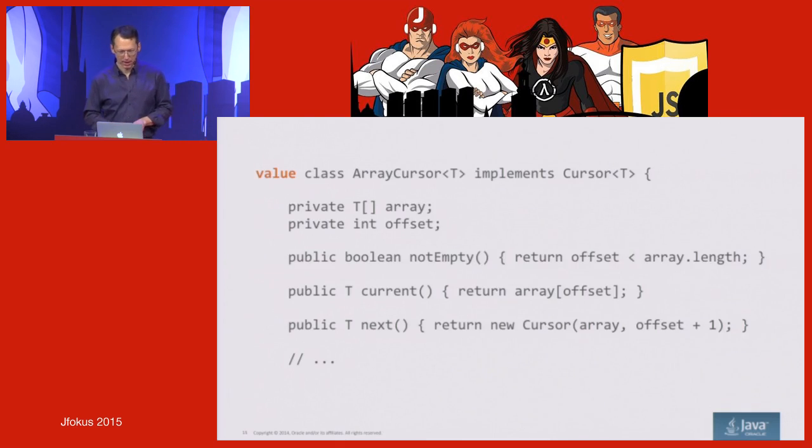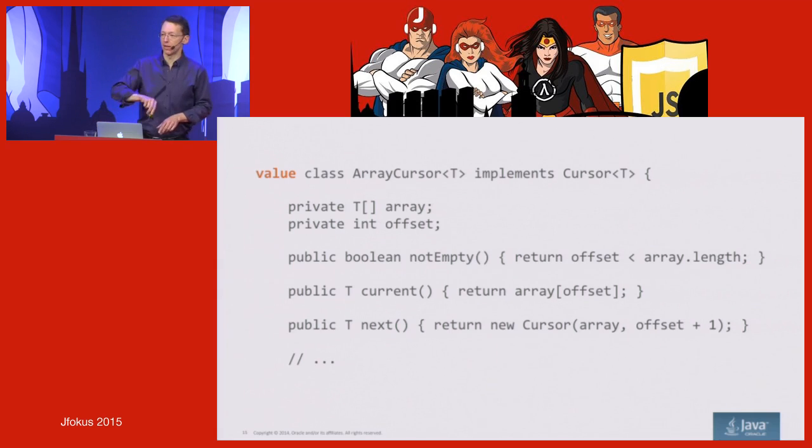So here's an array cursor. Imagine we have a cursor interface. I won't bother to show you that. Like Iterator, it has a reference to the array. It has a current offset. It has a not empty method, which tells you whether the thing is empty or not. It has a current method that returns the current value, and it has a next method.